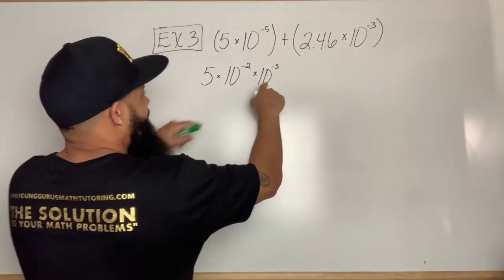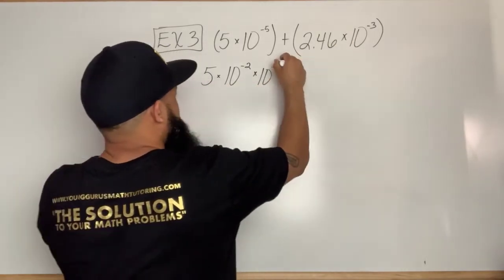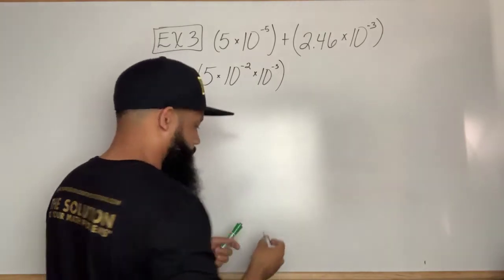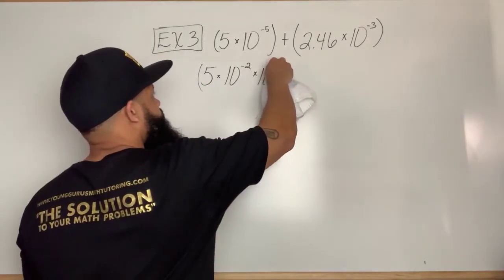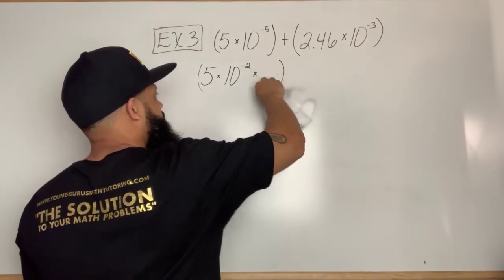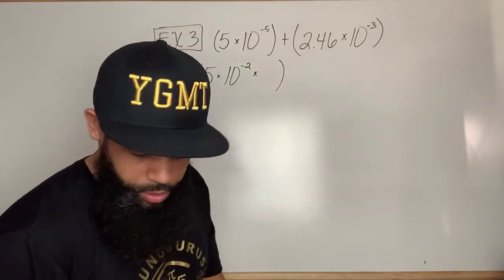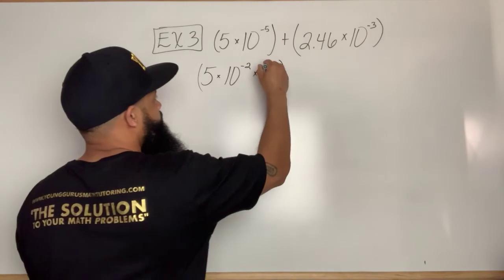All right, so now we have a 10 to the negative 3 power just like that. So let's keep that in parentheses. All right, and as a matter of fact, let's change this right here. Let's put that in a different color so you can actually see.